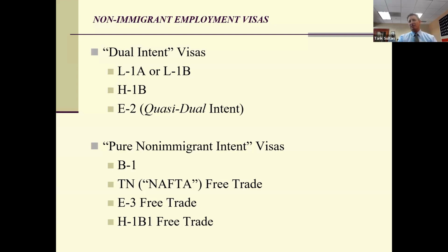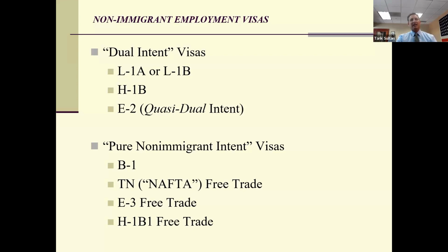The B1 is the business visitor visa. The TN is the NAFTA visa, trade NAFTA visa, available to Canadians and Mexicans. The E3 is a free trade visa for Australians. And the H1B1, which is unfortunately named because it sounds like an H1B, but it's not. They're actually very different visas from the intent standpoint. The H1B1 is a free trade visa available to Chileans and Singaporeans.